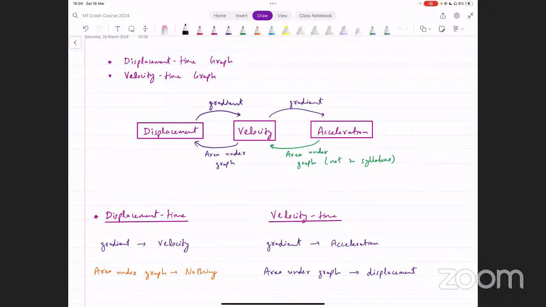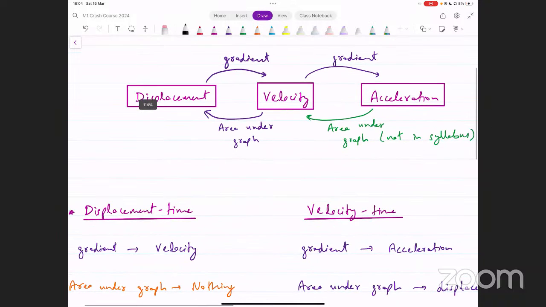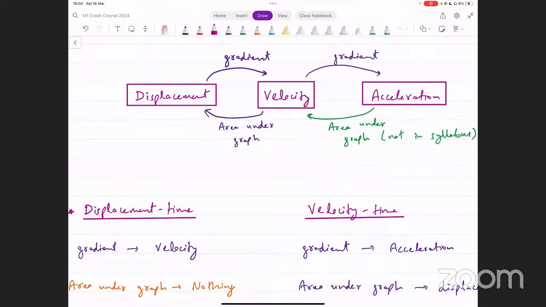Where exactly? Sir, in the graph, in the diagram that you have drawn. We're not doing anything. It's just to represent. I'm not multiplying or dividing anything. I'm just saying the gradient of a displacement time graph is going to give you velocity. The gradient of a velocity time graph is going to give you acceleration.